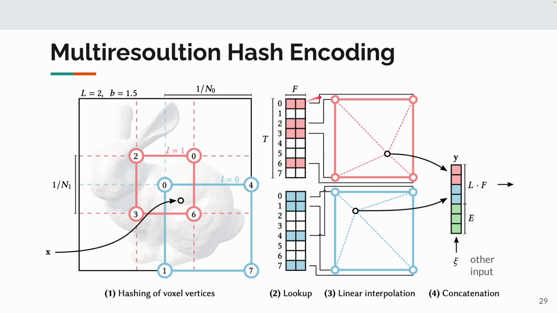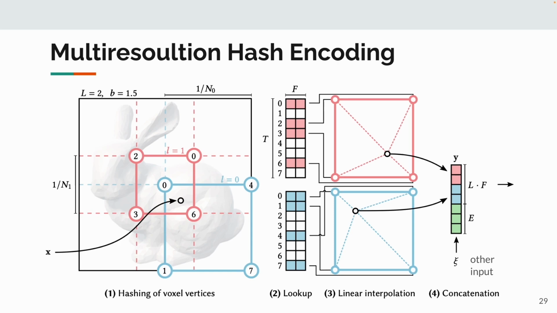And next we will apply the linear interpolation for the nearest neighbors. We will interpolate by these 4 values to get the feature vector for this level. And after we get the feature vectors for each level, we will concatenate the feature vectors of each level. There are 2 levels, so we have 2 feature vectors here, and we will also concatenate other inputs into this whole vector. These other inputs often consist of view direction or spherical harmonics. And the resulting vector is the input for the fully-fused MLP.